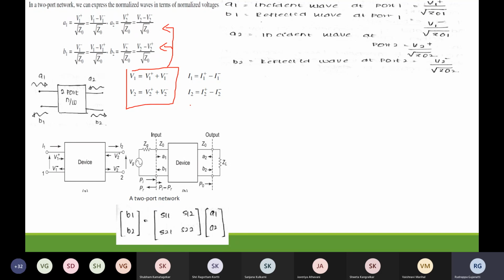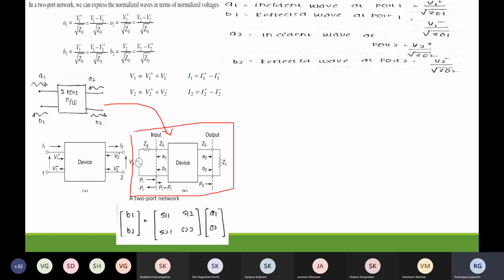Now if I consider the current, it is associated in this form: the current I1 at this point is equal to the incident current minus the reflected current, and I2 is the incident current at port 2 minus the reflected current at port 2. We observed this in the previous sessions in which we discussed transmission lines, so it is in association with all those aspects. This two-port network, when I represent it, is actually represented this way. This is just a simplified version.